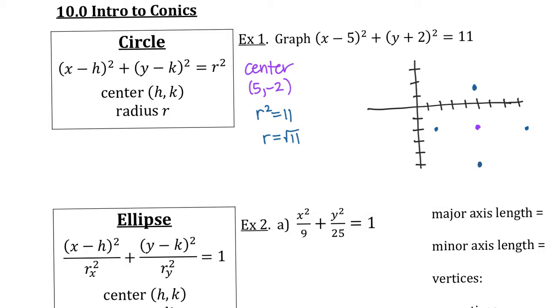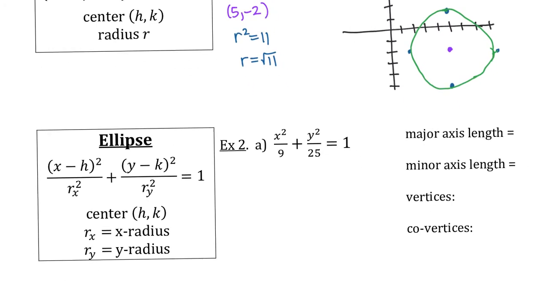Remember to make your circle round. Oh, mine looks a little bit oblong there. Okay, that's the general equation for a circle. Okay, next we're going to look at an ellipse.